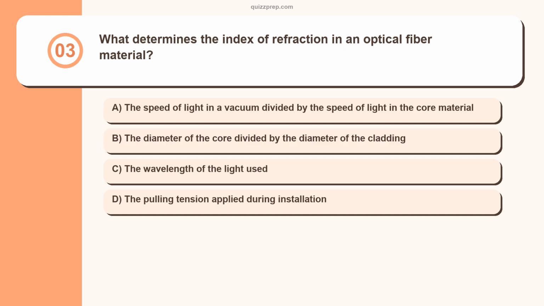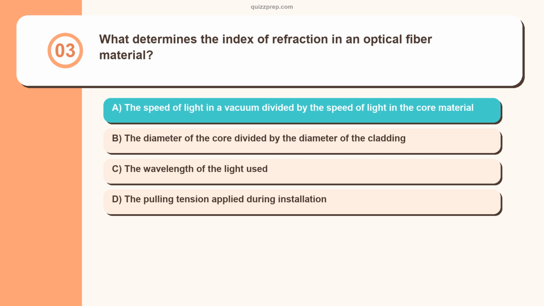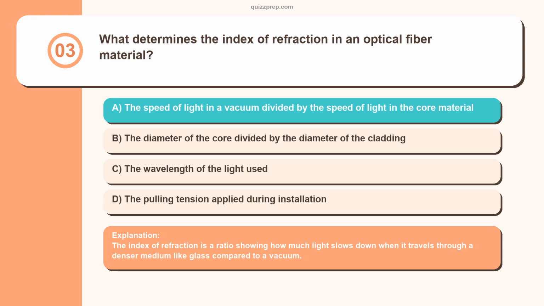Question 3. What determines the index of refraction in an optical fiber material? The speed of light in a vacuum divided by the speed of light in the core material. The diameter of the core divided by the diameter of the cladding. The wavelength of the light used. The pulling tension applied during installation. The index of refraction is a ratio showing how much light slows down when it travels through a denser medium like glass compared to a vacuum.